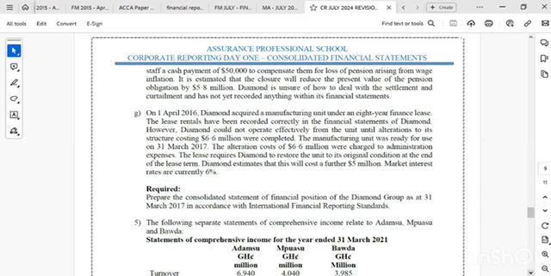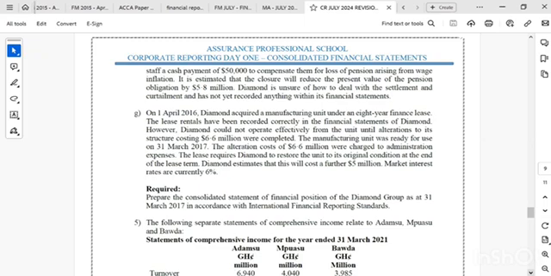The lease rentals have been recorded correctly in the financial statements of Diamond. However, Diamond could not operate effectively from the unit until alterations to its structure costing 6.6 million were completed.